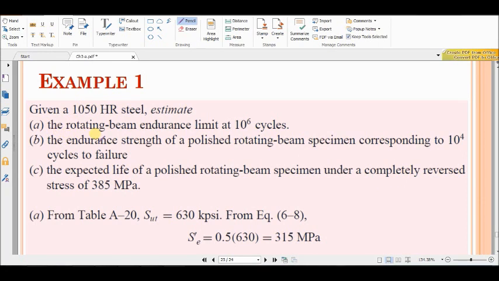Here we have a rotating beam. The rotating beam is made from this material, 1050 hot rolled steel. Then you are required to find the rotating beam endurance limit at 10 power 6 cycle.